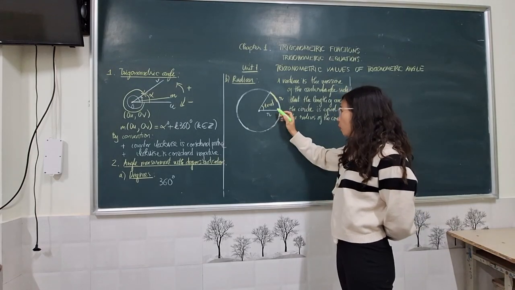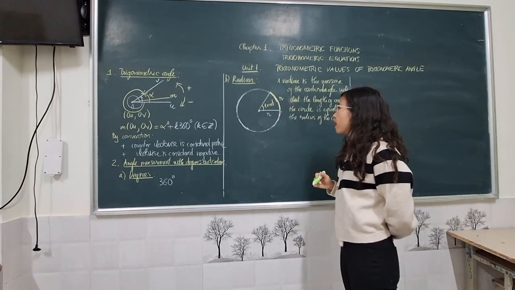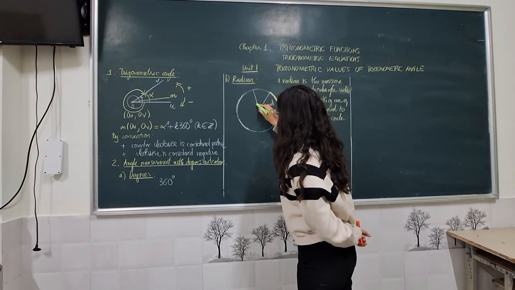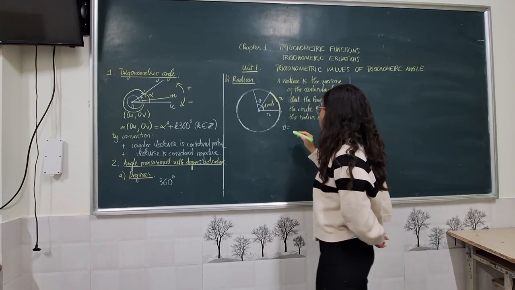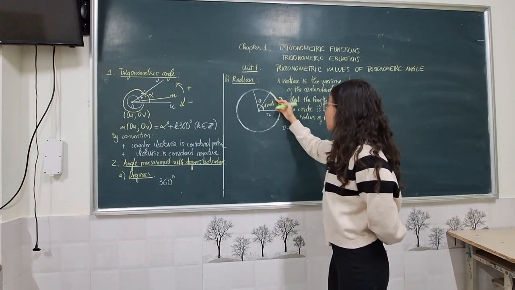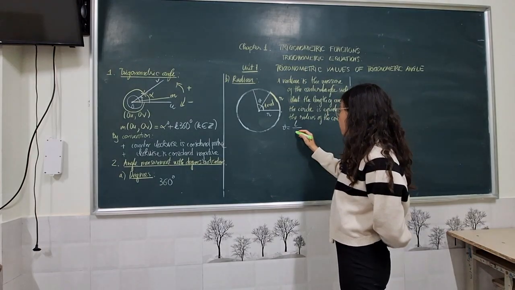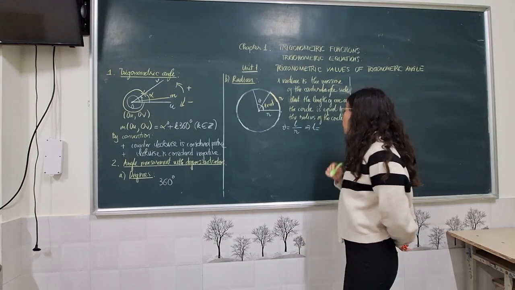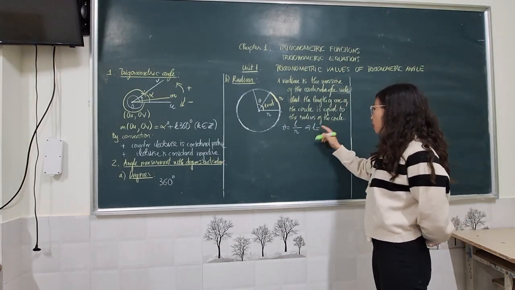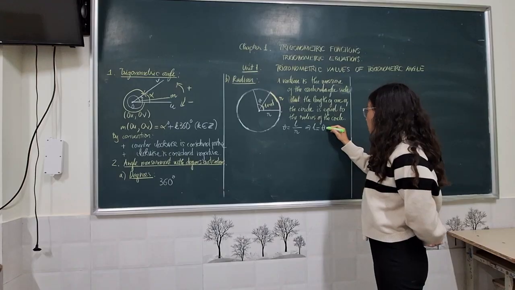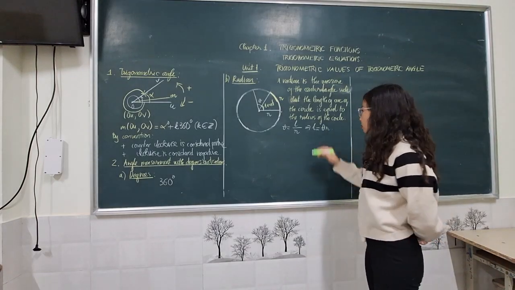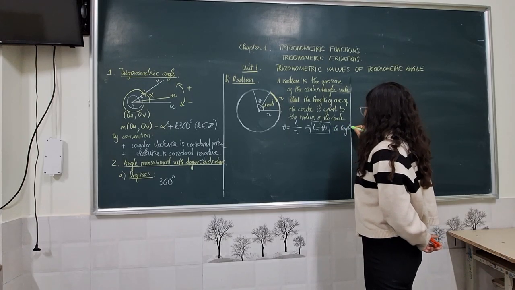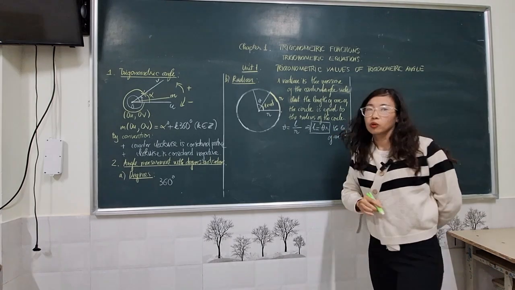So now with the definition of the radian, we have theta equals the ratio of the length of arc to the radius. So that means we have the formula: the arc length is equal to theta times the radius. It's called the length of arc, or the arc length.